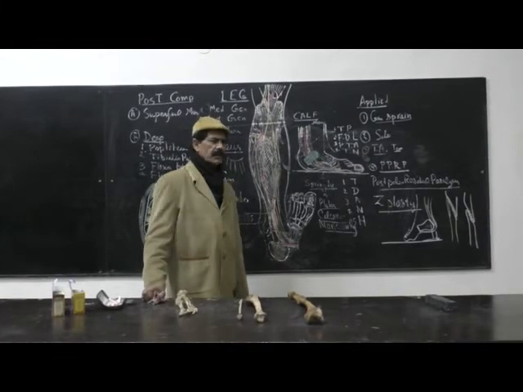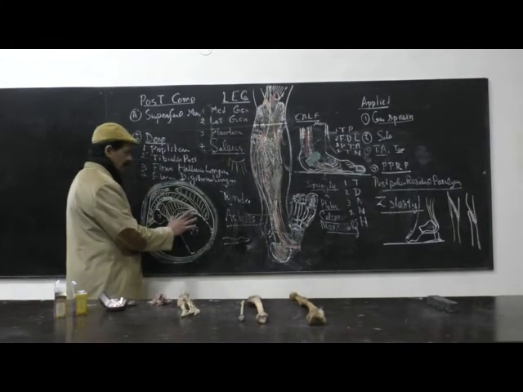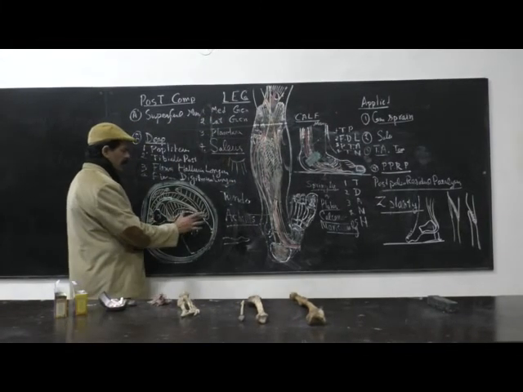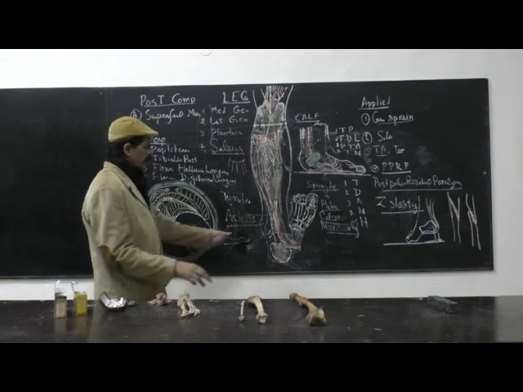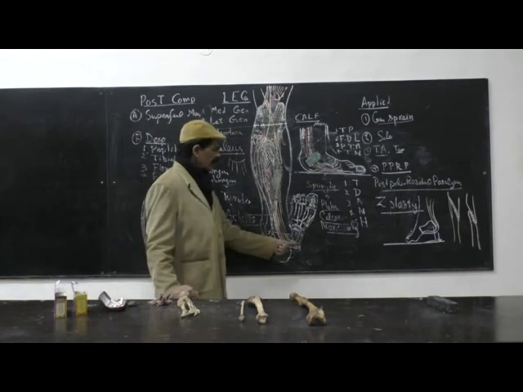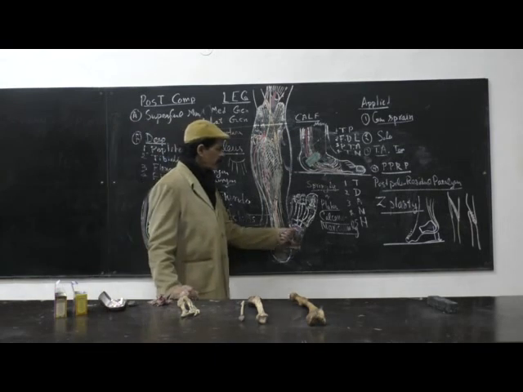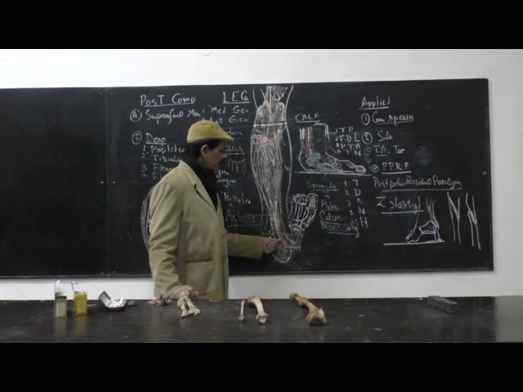In this way we see how the tibialis posterior muscle and all the muscles of the posterior compartment, superficial and the deep, march behind the medial malleolus and enter into the sole of the foot along with the posterior tibial artery and the tibial nerve.